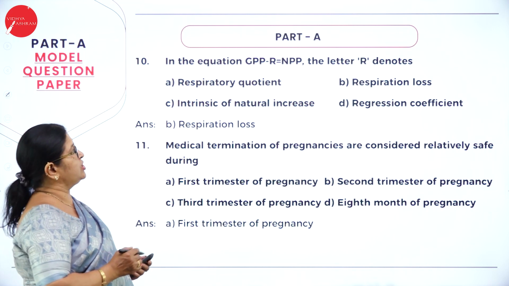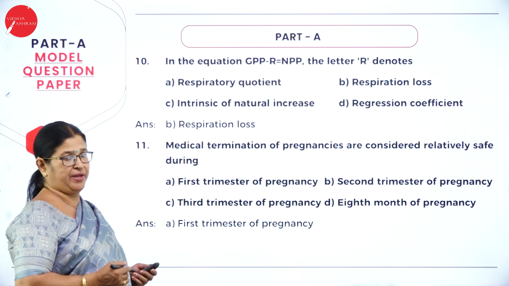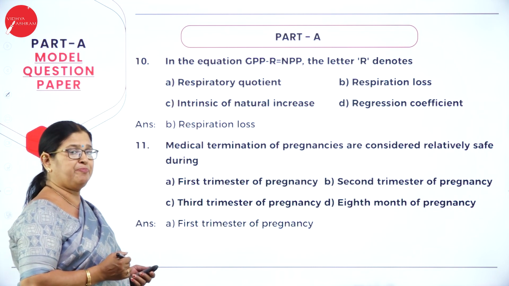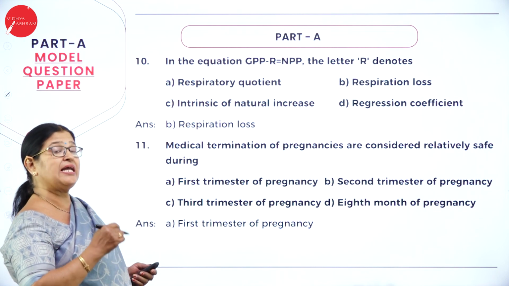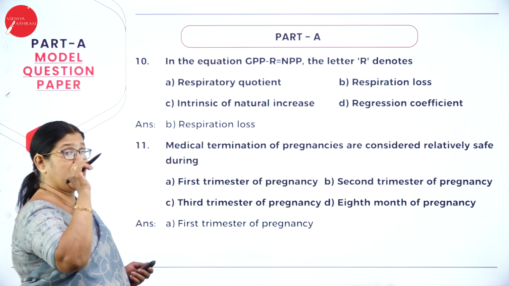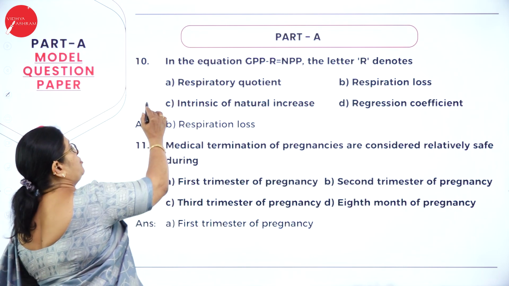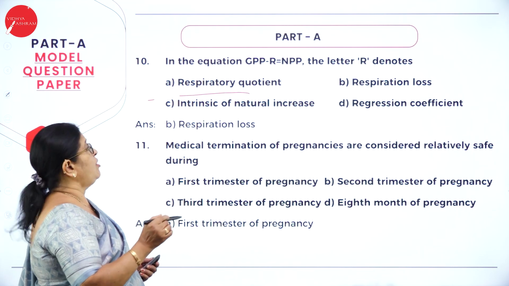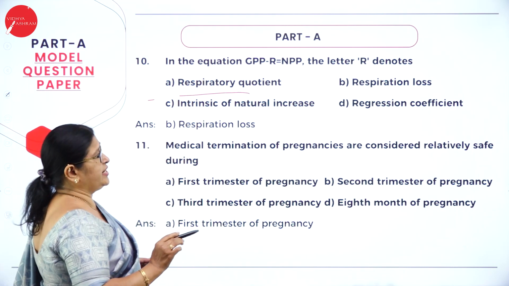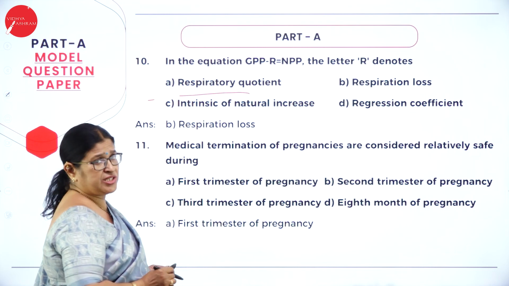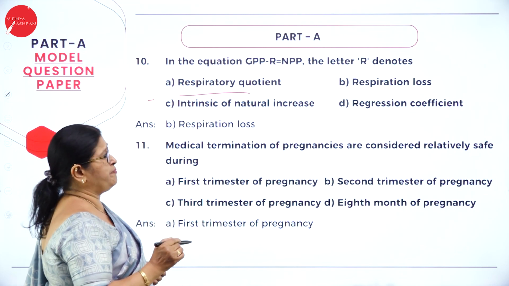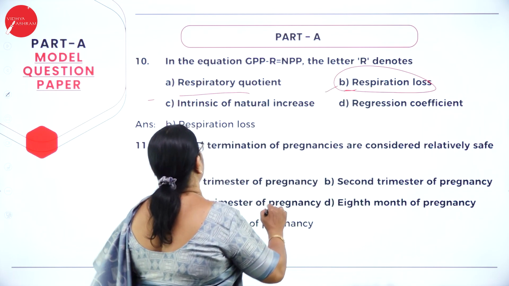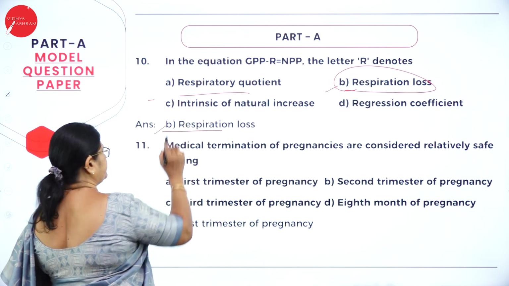Moving on to the 10th question. In the equation GPP, gross primary productivity, minus R is equal to net primary productivity, the letter R denotes. So what does R denote? Does it denote option A, respiratory quotient RQ, or B, respiration loss, or C, intrinsic rate of natural increase, or D, regression coefficient? R represents what? Respiration loss. So option B is the right answer.